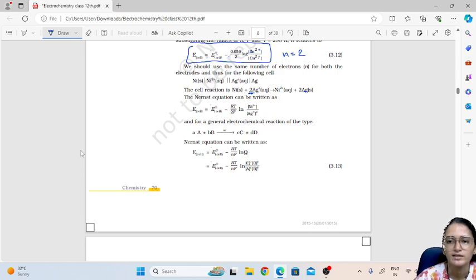So in place of RT by 2F, we can also write 0.059 by 2, it's the same thing. Then here natural log will not come, log will come. If you take directly 0.059, log will come, of concentration of Ni 2 plus to concentration of Ag plus raised to 2. Now why are we taking raised to 2? Because 2 is the coefficient that we have used here, so that 2 will come here as the power. Since nickel does not have any coefficient, no power comes over there.